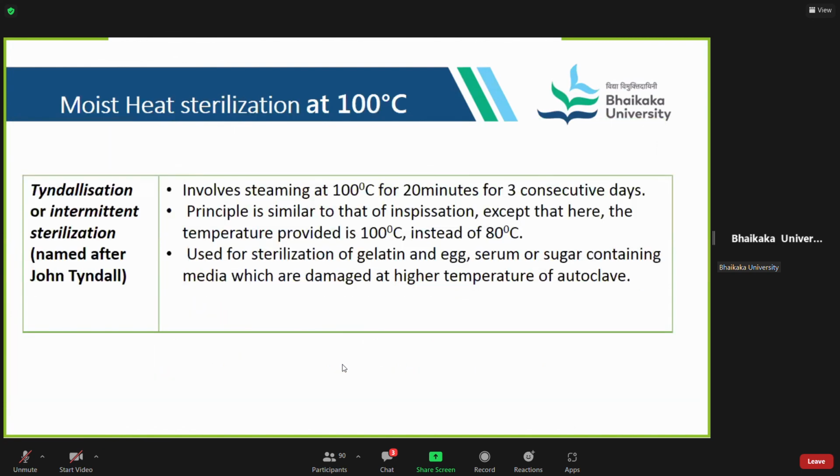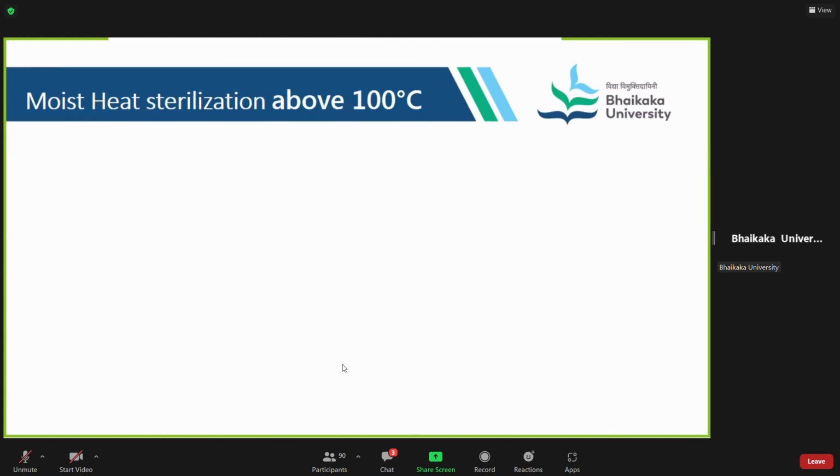Last is your tyndallization, heat at 100 degrees centigrade. So if you can see, this is similar to your inspissation, but here you are using 100 degrees centigrade for 20 minutes, 3 consecutive days. Okay, so only the difference is temperature, and it is used for sterilization of medias. So this is at 100 degree centigrade. Heat above 100 degrees centigrade is your autoclaving, and because autoclaving is very, very important, so we will start this fresh in the next class.